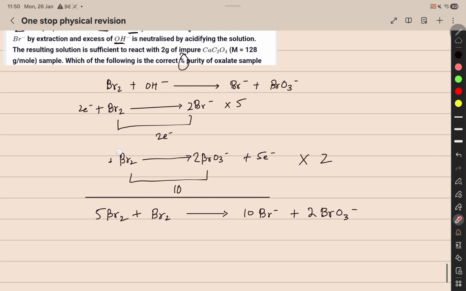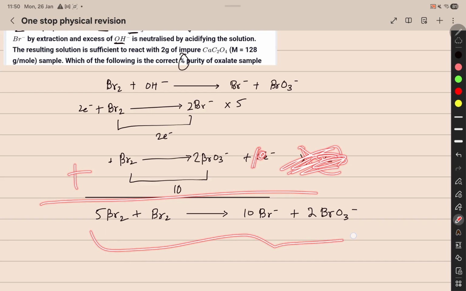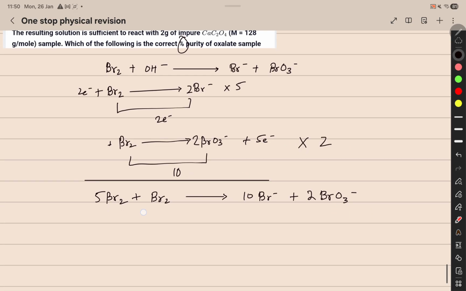Then the second equation we write as Br2 giving 2 BrO3 minus. And here each Br is converting into plus 5. Okay, 5 electrons are exchanging in each Br, so totally 10 electrons have been exchanged. This you don't multiply by 2, sorry, by mistake I've written. And this will be 10 electrons. All right, this will be 10. So then you add them and you get this equation, which you can entirely divide by 2. So finally you get 3 Br2 gives 5 Br minus plus BrO3 minus.